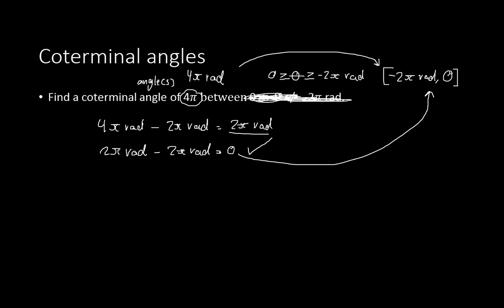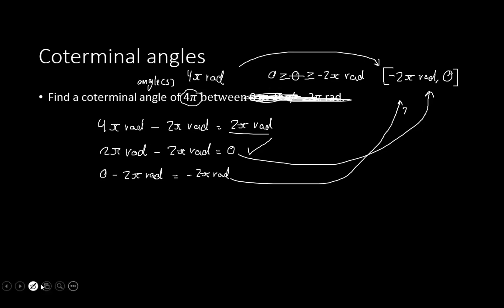So what if there's more than one coterminal angle of 4 pi within this range? Let's take a look. 0 radians minus 2 pi radians, so we will have negative 2 pi radians. Is negative 2 pi radians within this range? The answer is yes, because negative 2 pi radians is part of it.